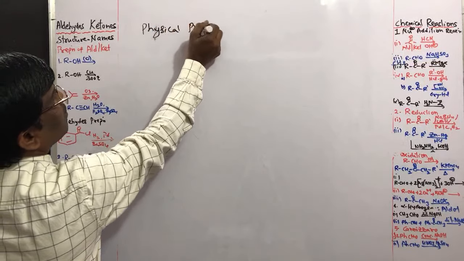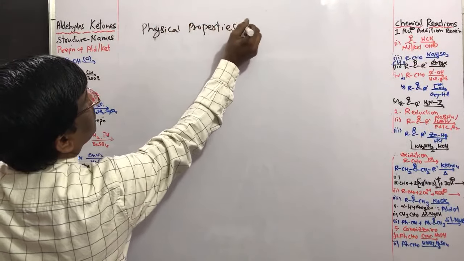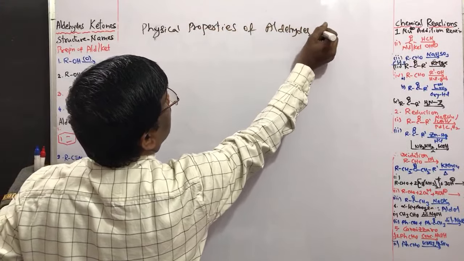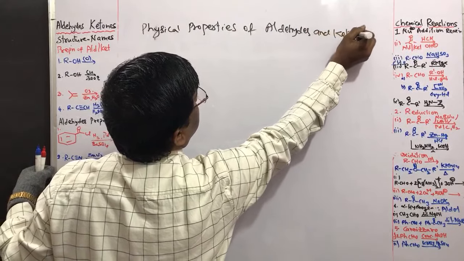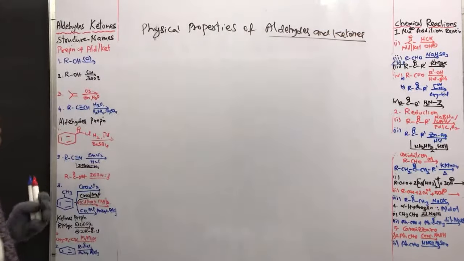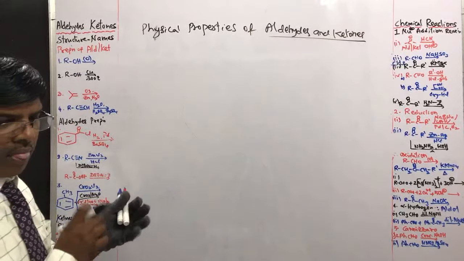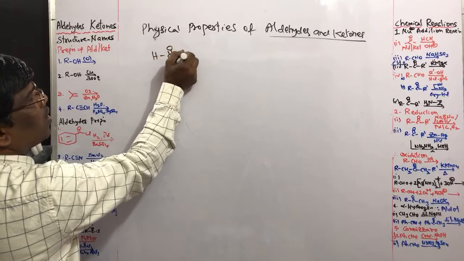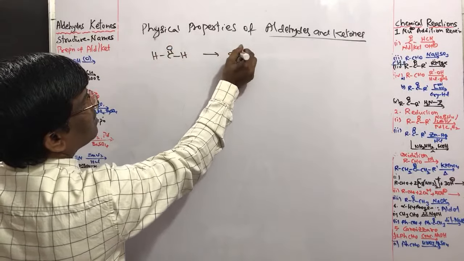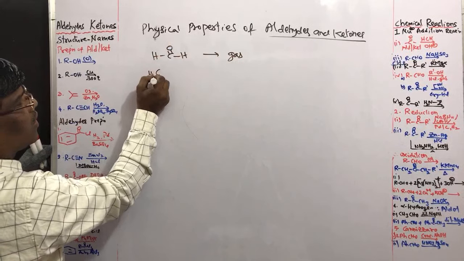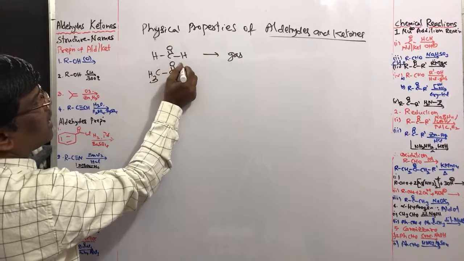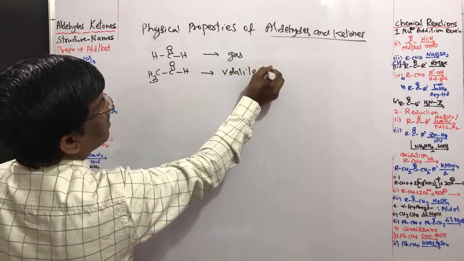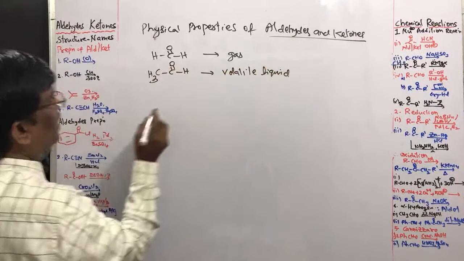Physical properties of aldehydes and ketones. Yes students, for example, if I take formaldehyde, it is a gas. If I take acetaldehyde, it is a volatile liquid, means low boiling point liquid.